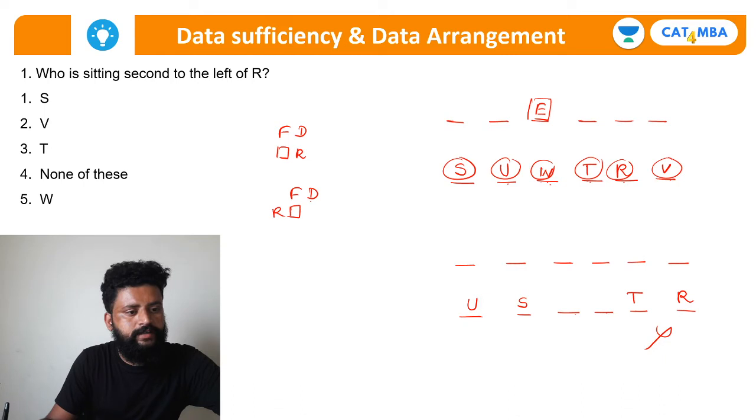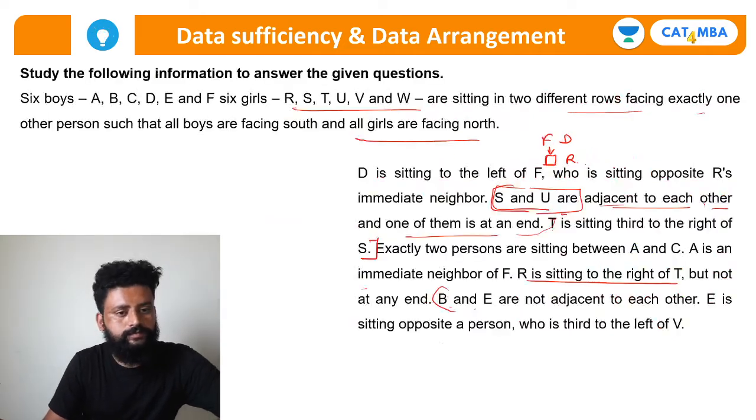Okay, so there were two possibilities. Out of which this is not the case. So R's immediate neighbor, D and here F. That's the possible way. Right. Then R's immediate neighbor. We are done with this.